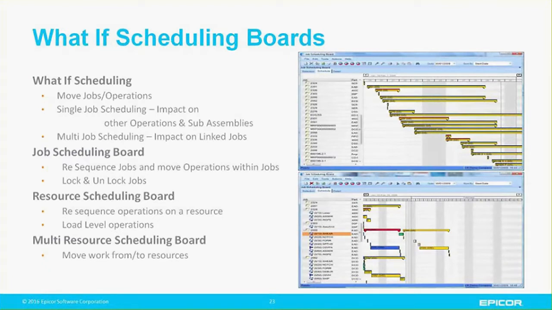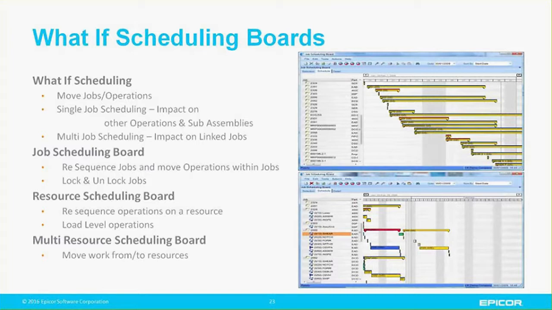The what-if scheduling boards provide the master scheduler with the tools necessary to move around jobs and operations and simulate the schedule impact of these movements without updating the live production schedule. There are 3 different types of scheduling board available.